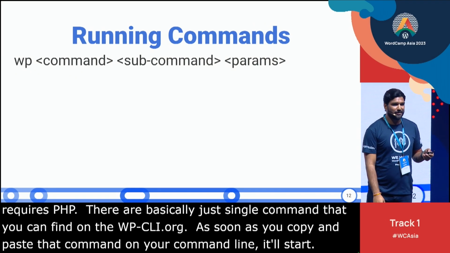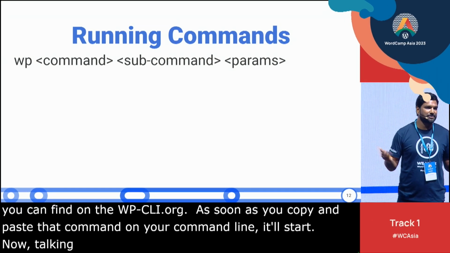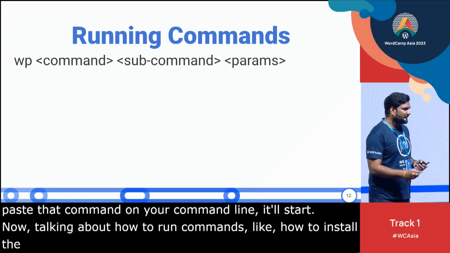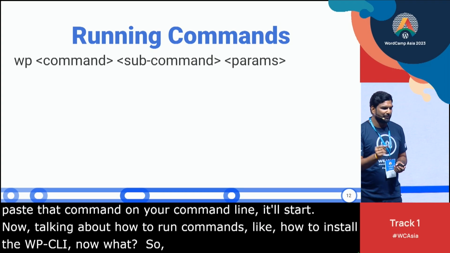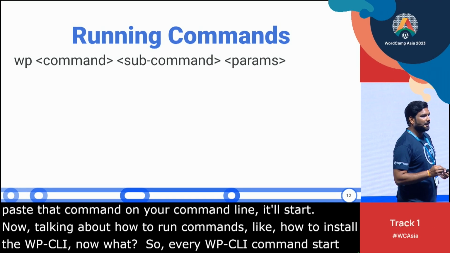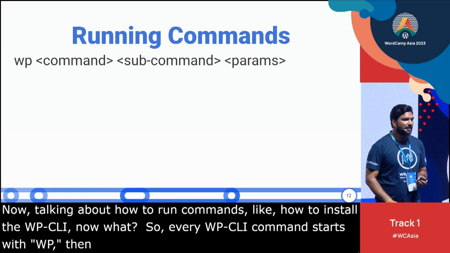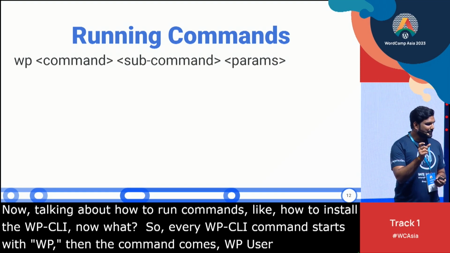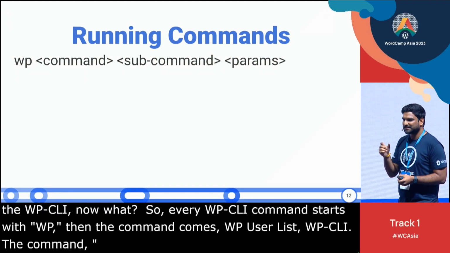Talking about how to run commands: I have installed WP-CLI, now what? Every WP-CLI command starts with wp as the keyword. Then the command comes. For example, I said wp user list. So wp is WP-CLI, and then user is the command. Then there is the subcommand.